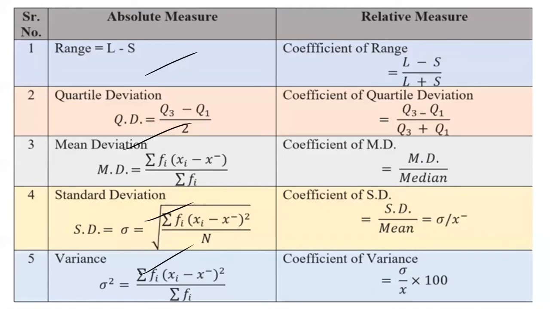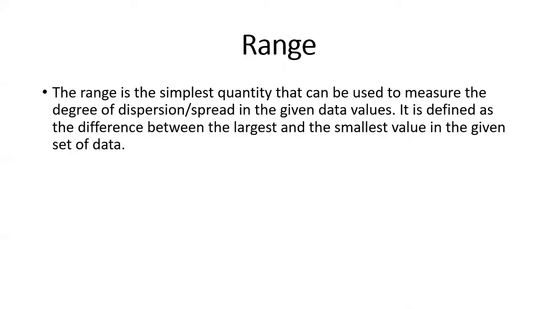This is represented symbolically here, and here it is mentioned in words. Okay. Then coefficient of variation, CV, is sigma upon x bar into 100, means standard deviation upon mean into 100. So I hope a quick revision of the formulas is done here. Now we start one by one.